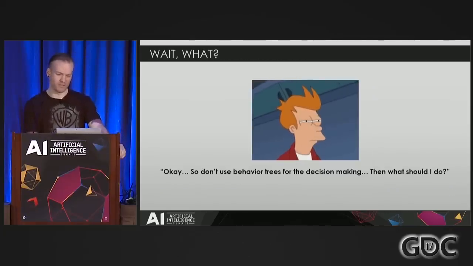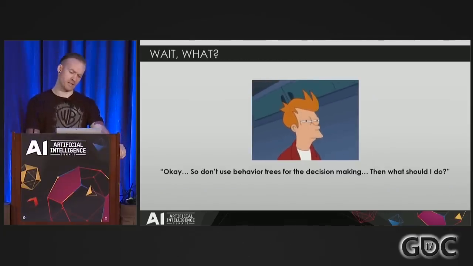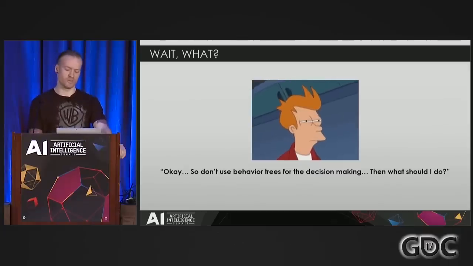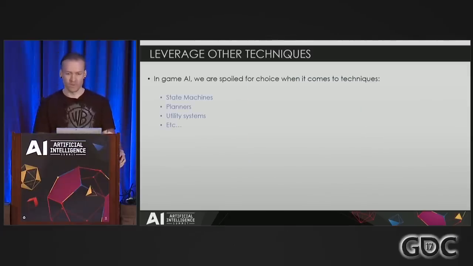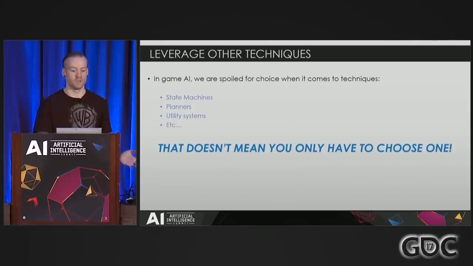So a lot of people are now saying, well, first you said they're bad, then they're not. Now you're saying don't use it for decision making, but I can make some decisions. What should I actually do? Well, we're spoiled for choice. We have a lot of techniques available to us: state machines, planners, utility systems. These days, there's a revival of neural networks and machine learning. You don't have to pick one. You can pick multiple.